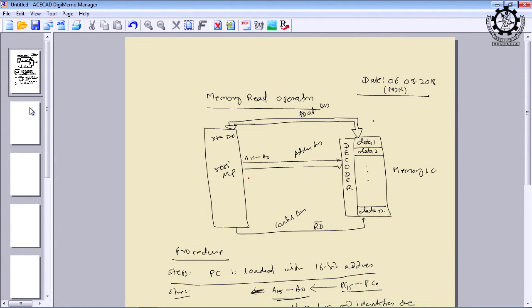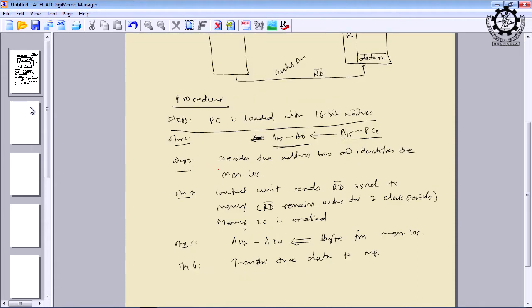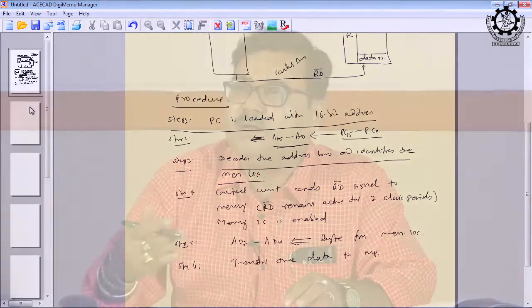Now, this address bus will be used to locate a particular location in the memory. So, in step 3 you can see it decodes the address bus and identifies the memory location. Now, this address bus will be decoded. What is the meaning of decoded and why is it necessary?